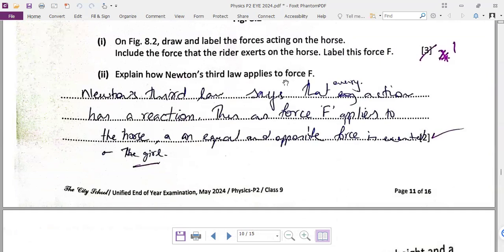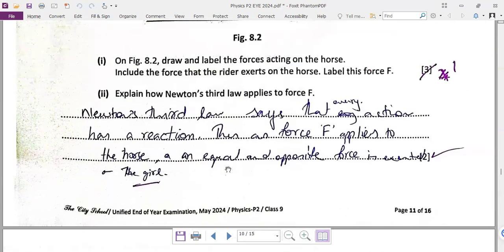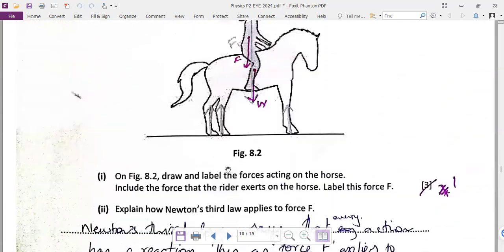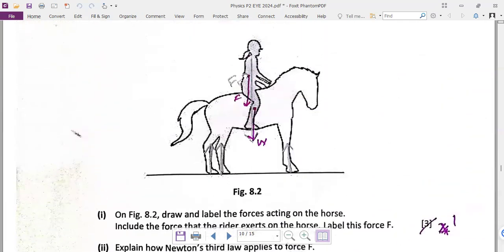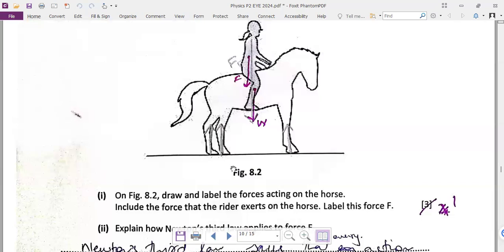Explain how Newton's third law applies. Well, Newton's law says every action has a reaction. Force F applies on the horse, and an equal and opposite force is exerted on the girl. I should have given more feedback here, because the force F and W are applied on the ground altogether, and the ground applies an equal and opposite force back.